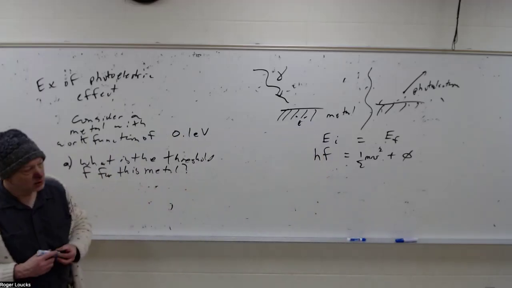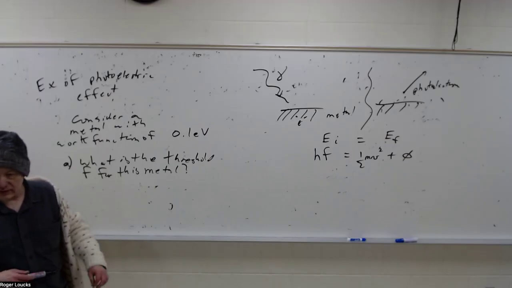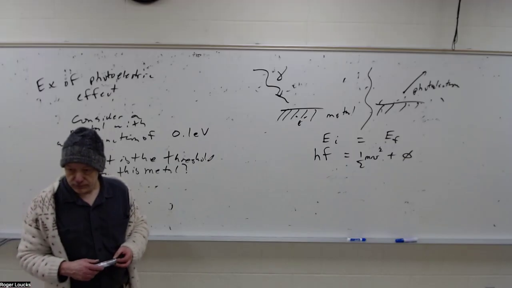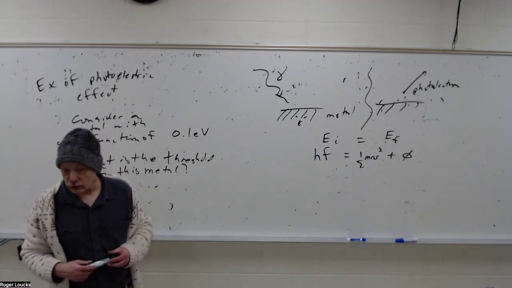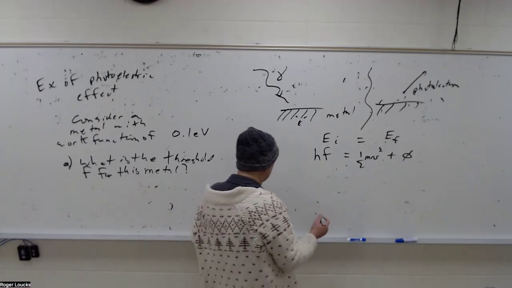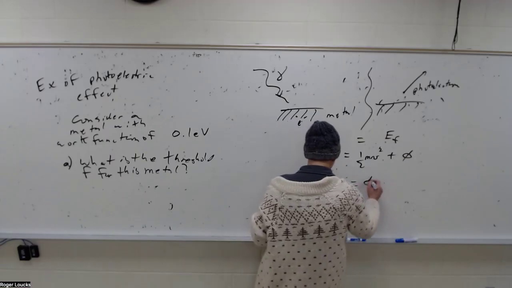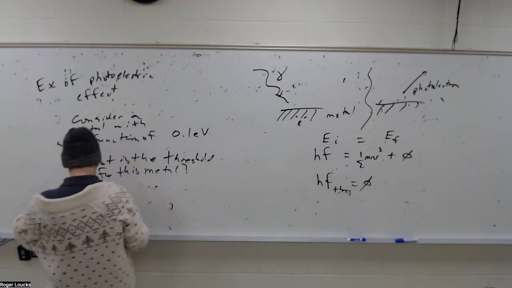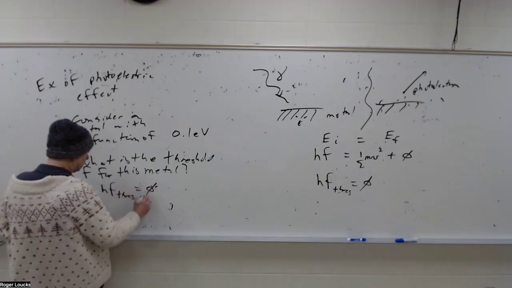That makes sense? So what did we say the threshold energy is? The threshold energy is the minimum energy it takes to liberate the electron, which has to be what? Phi. So your h f threshold equals phi. Okay, so we have to have this h f threshold equals phi.